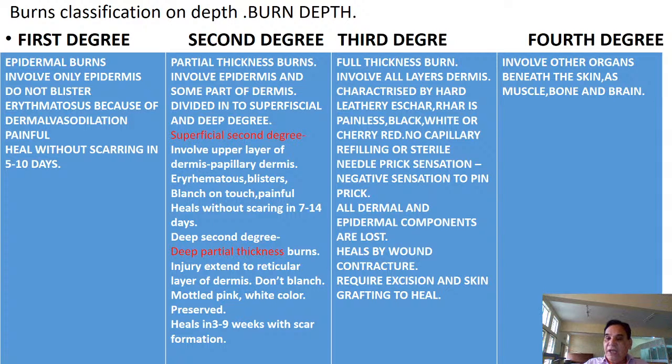And fourth degree is something more than that. Beneath the skin, it involves the organs. Even muscle, bone and brain can be involved in a burn patient. If there is a deep scalp burn, the brain is also burned. Okay. So these are the 4 degrees. That is 3 degrees, 4 degrees.